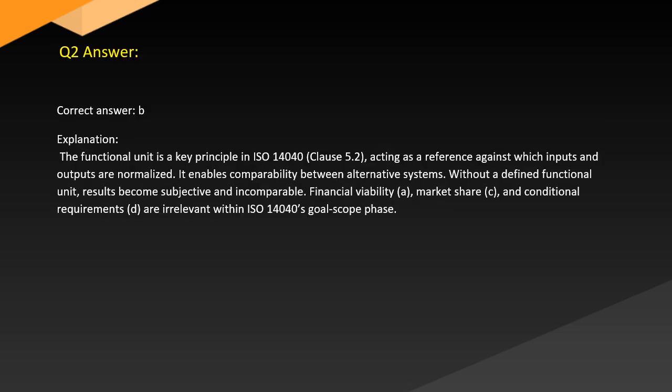Answer. Correct answer: B. Explanation. The functional unit is a key principle in ISO 14040 Clause 5.2, acting as a reference against which inputs and outputs are normalized. It enables comparability between alternative systems. Without a defined functional unit, results become subjective and incomparable. Financial viability, A, market share, C, and conditional requirements, D, are irrelevant within ISO 14040's goal and scope phase.